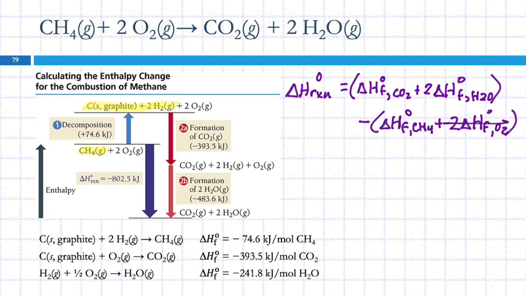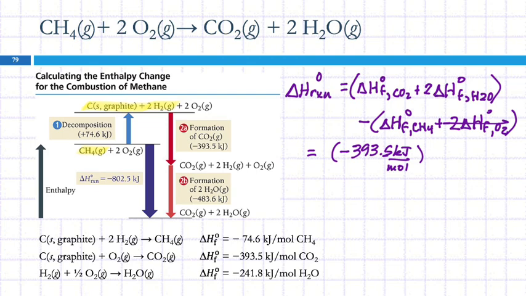Just like delta T, it's the final minus the initial. It's the final enthalpies minus the initial enthalpies. And we can go look these up in a table. Here we don't need to because they were given to us down here. But for this reaction then, we've got the heat of formation of CO2, which is negative 393.5 kilojoules per mole.